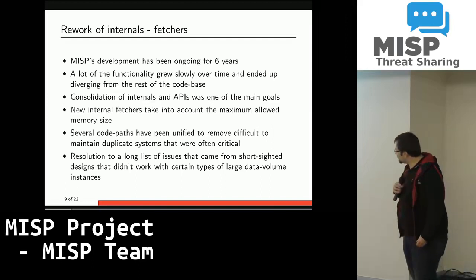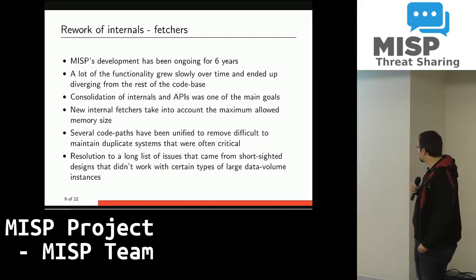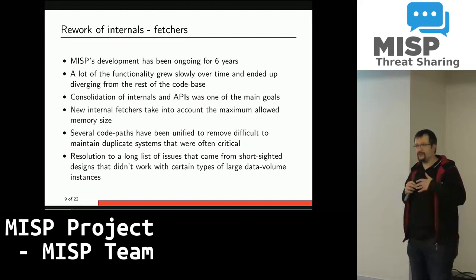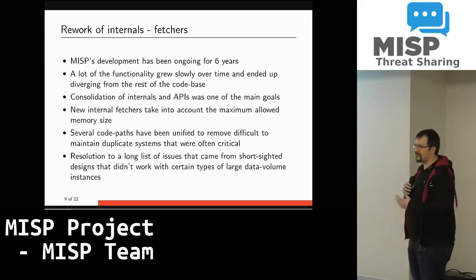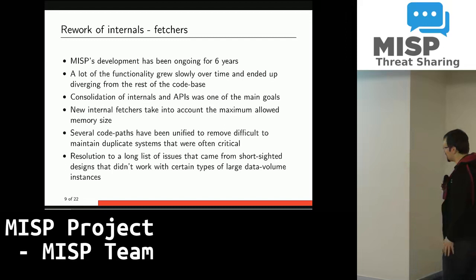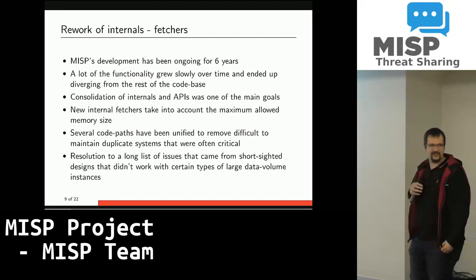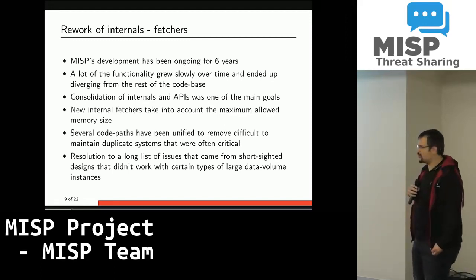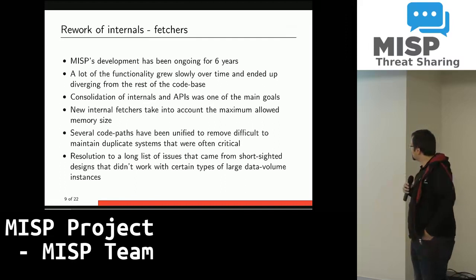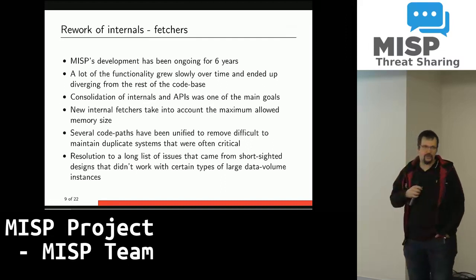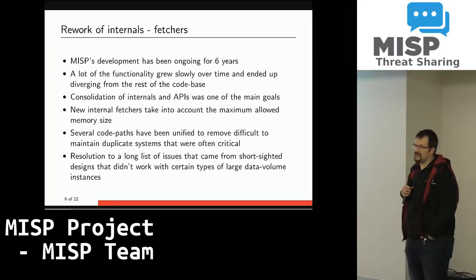So we had a massive consolidation effort for all of the internal APIs, which gave us a lot of advantages. We have a lot more consistency about how data is being retrieved. Performance-wise, it is great. We have seen massive gains in some areas when you're fetching data from your database. And we've basically managed to eliminate a lot of the short-sighted design decisions that we've made years ago when we didn't anticipate some of the different use cases that we have today.